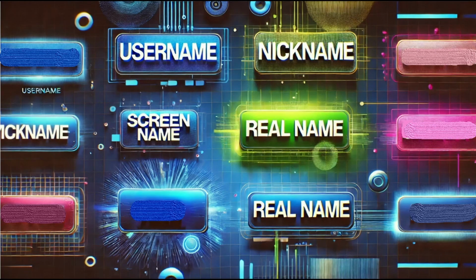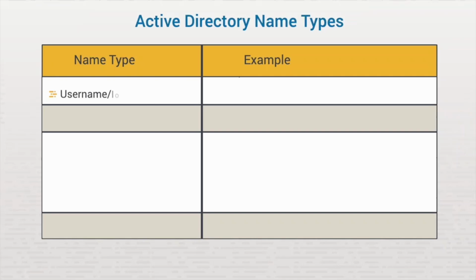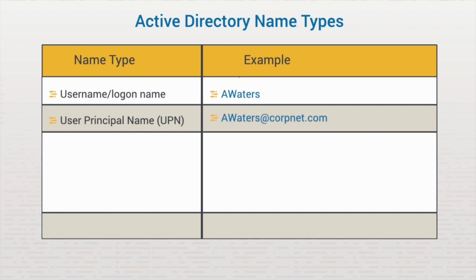Another concept to understand with user accounts is knowing the difference between each of the name types used with Active Directory. First is the username or logon name, the user account name used to log into Active Directory. Next is the user principal name, or UPN. This name type is a combination of the user account name and the DNS domain name. For example, awaters in the corpnet.com domain would have the UPN of awaters@corpnet.com.